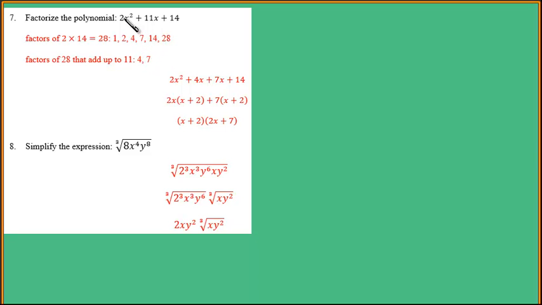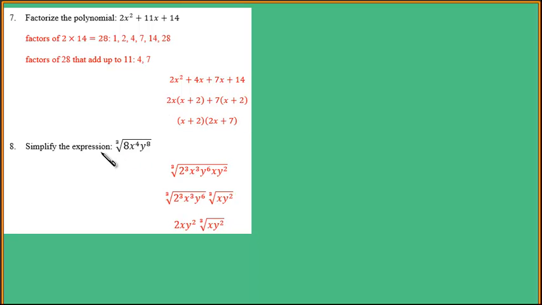So that means then we can break up this 11x into 4x plus 7x. And then we just factor by grouping. So what's the GCF of these two? 2x. 2x times x, x squared. 2x times 2, 4x. And the GCF here is 7. 7 times x, 7x. 7 times 2, 14. Notice the common factor x plus 2, x plus 2. We have x plus 2 times 2x plus 7.